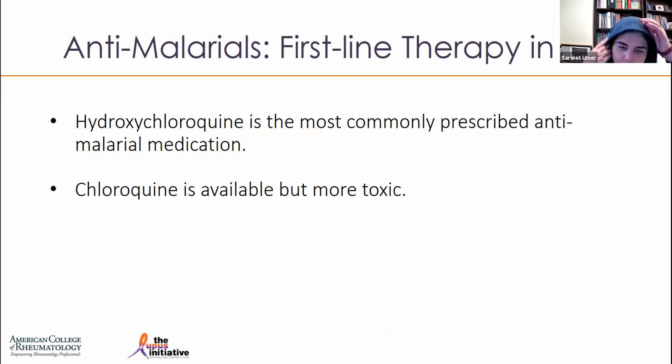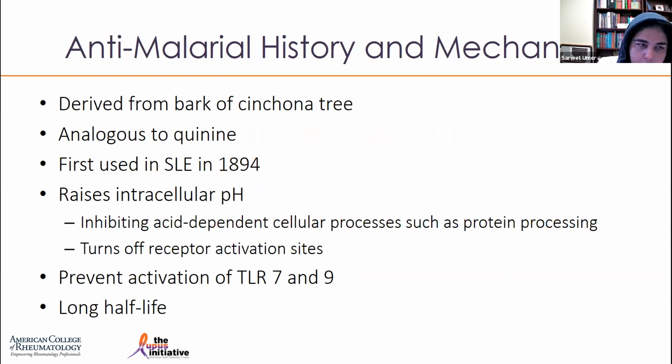The first-line therapy among the DMARDs in lupus patients, after we have given them steroid, is anti-malarial. Hydroxychloroquine is the most commonly prescribed anti-malarial medication. Chloroquine is also available, but it is much more toxic, so we do not use that. Hydroxychloroquine was derived from the bark of cinchona trees, analogous to quinine. It was first used in SLE in 1894, so it has been a time-trusted medicine for many years.